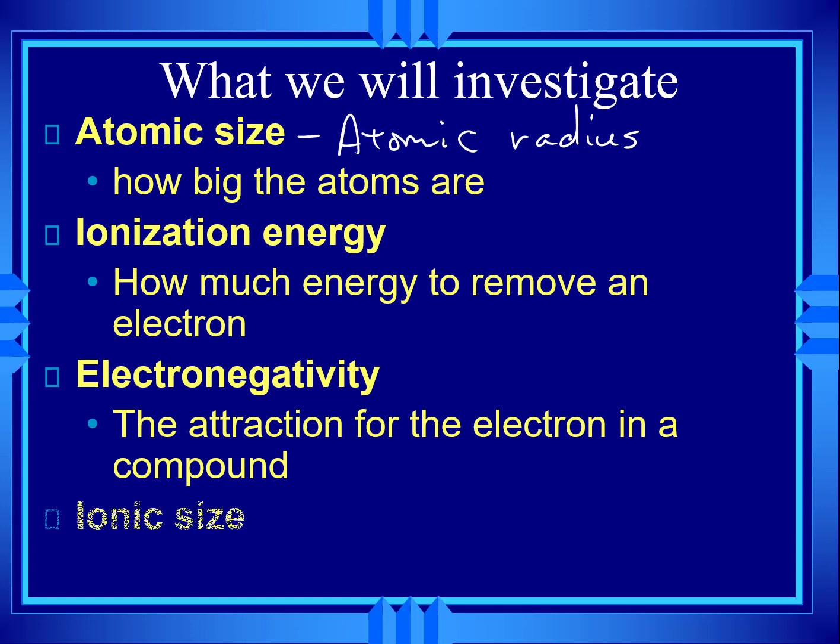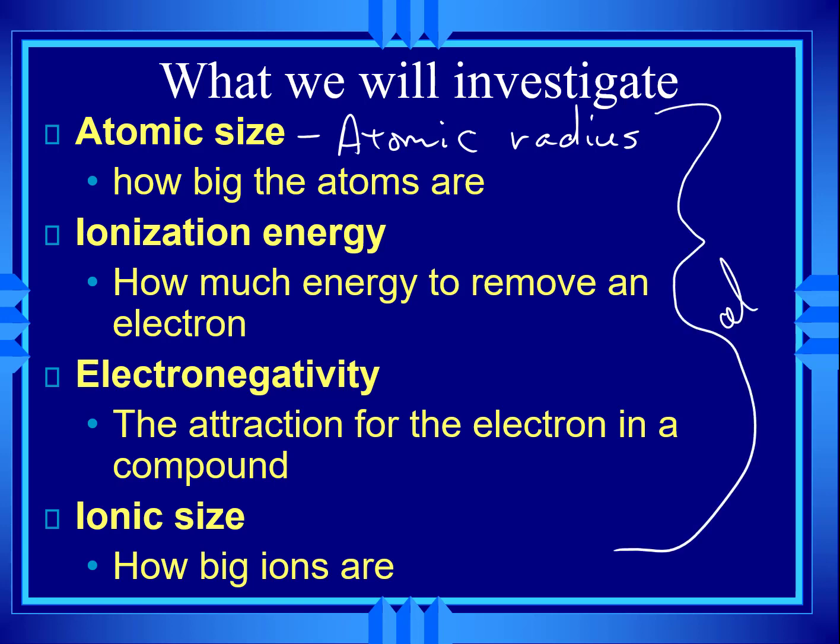Okay? And the fourth trend: once we make ions, what are their sizes like? How big the ions are once you change the number of electrons. Because changing the number of electrons will change the size of your atom. What these all have in common is they're all about attraction. Always about attraction of the nucleus for electrons. It's all about opposites attract.